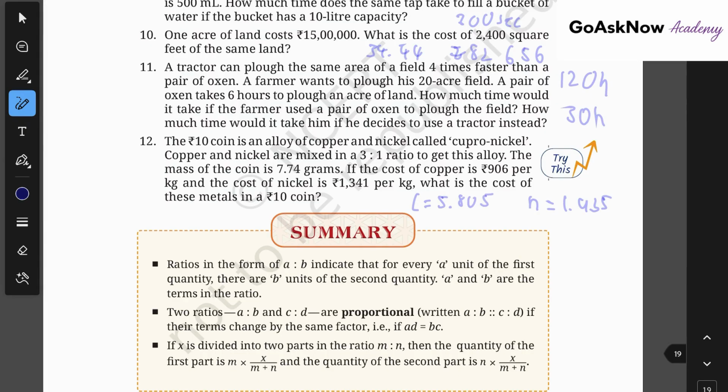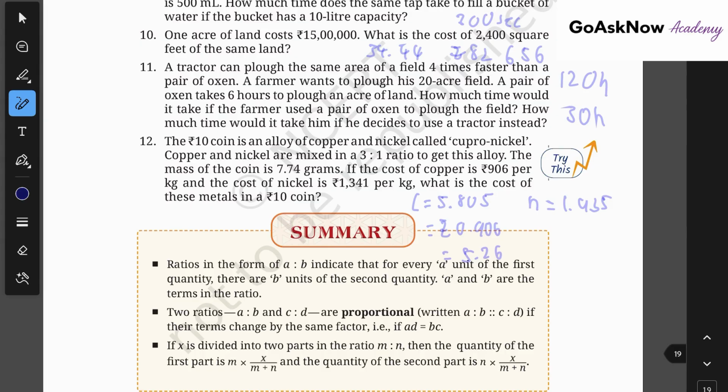Since we know now how much of each there is, the question only gives how much it costs per kilogram, so we have to find how much it costs per gram. So let's do it for copper first. We do 906 divided by 1000. We should get 0.906 rupees per gram. Since there are 5.805 grams, we times the answer by 5.805. So for copper, it should cost 5.26.